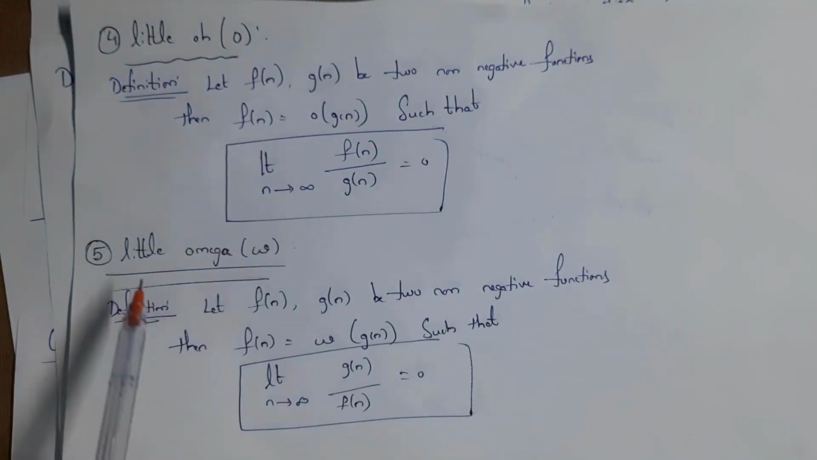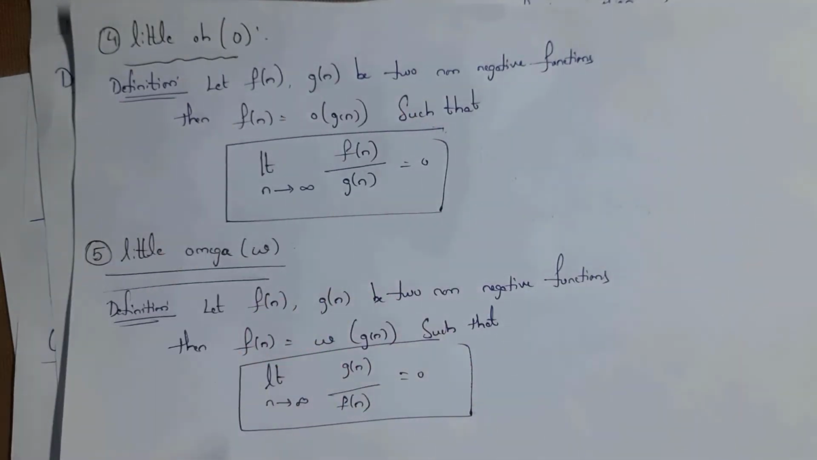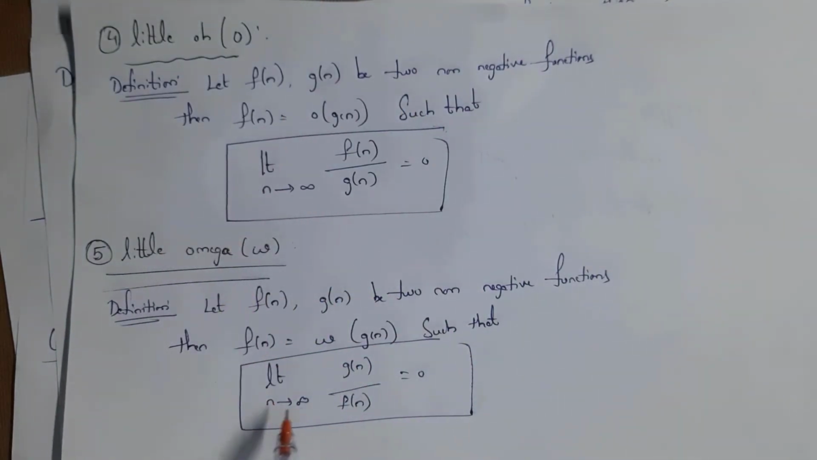And next, the fifth one is little omega notation. The definition is the same as little o notation. The difference is that here limit n tends to infinity, g of n by f of n equal to 0.